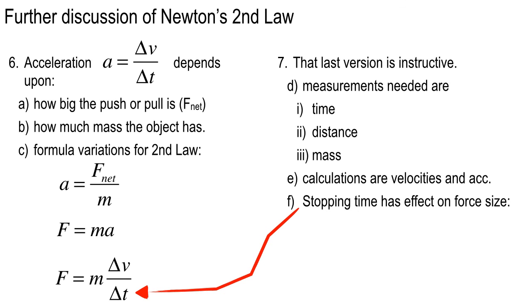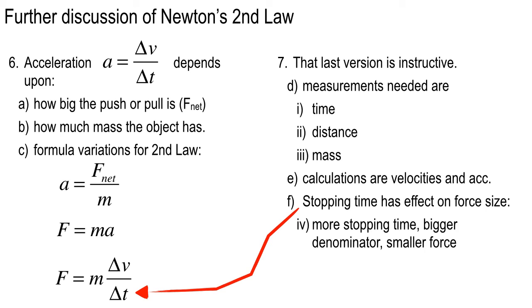Now, here's another concept I want to share with you. Stopping time. If you look at this third version, F equals M times delta V over delta T, you can think of it as stopping time. If you have a stopping force, the more stopping force you have, the smaller the stopping time. A good example is if you're in a car and you run into a brick wall. The brick wall is really rigid and the stopping time is really small. The brick wall has a lot of force to it and it wrecks up your car.